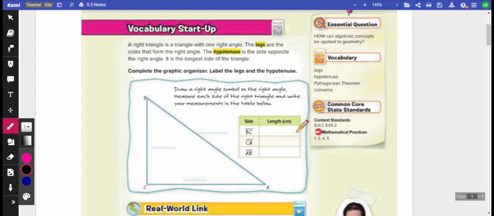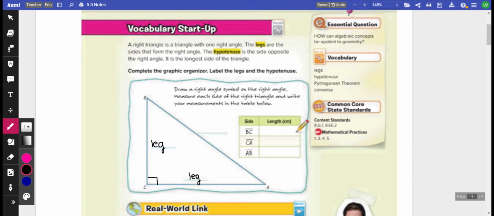So if we look at the three angles, A, B, and C, the only angle that could be a right angle is letter C. So I'm putting a little mark that almost makes a box shape. That indicates that's the right angle. The legs are the sides that form the right angle. So here is a leg, and here is another leg.